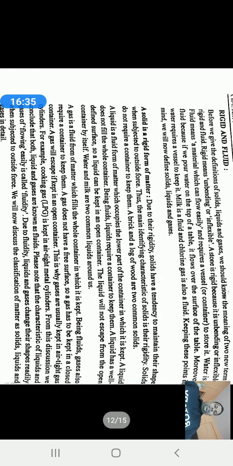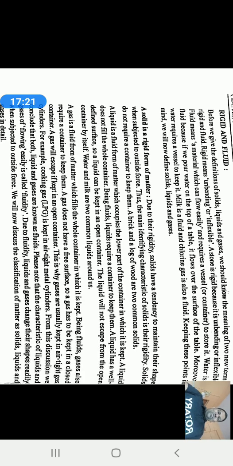Okay, now we will concentrate on what is rigid and what is fluid. What is the difference between rigid and fluid? Before we give the definitions of solid, liquid and gases, we should know the meaning of the new terms, rigid and fluid. Rigid means unbending or inflexible. As you know, a stone is rigid because it is unbending or inflexible. And fluid means that material which can flow easily and requires a vessel to store it.